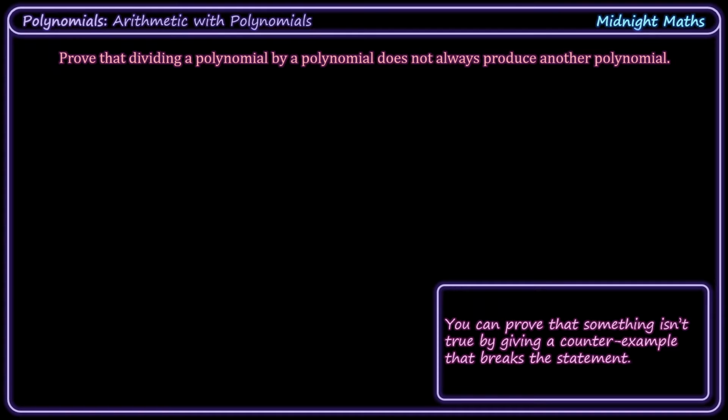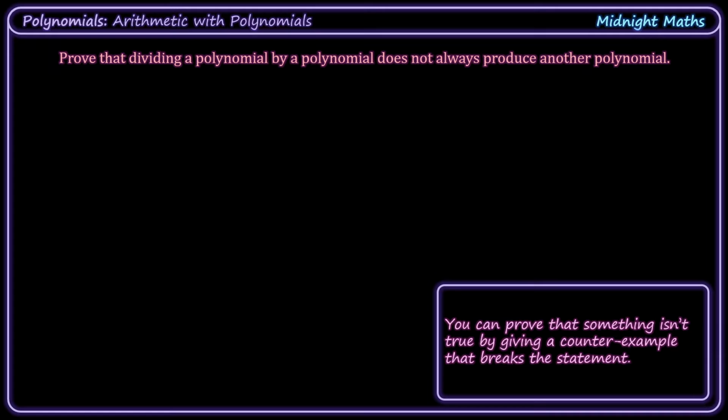Alright, so we have looked at adding, subtracting, and multiplying polynomials in our Arithmetic with Polynomials section. But now the question is saying, prove that dividing a polynomial by a polynomial does not always produce another polynomial. If you recall, I mentioned that for adding, subtracting, and multiplying polynomials, the result is always another polynomial. But it seems like for division, it's not always the case, and we have to prove that that's not always the case.